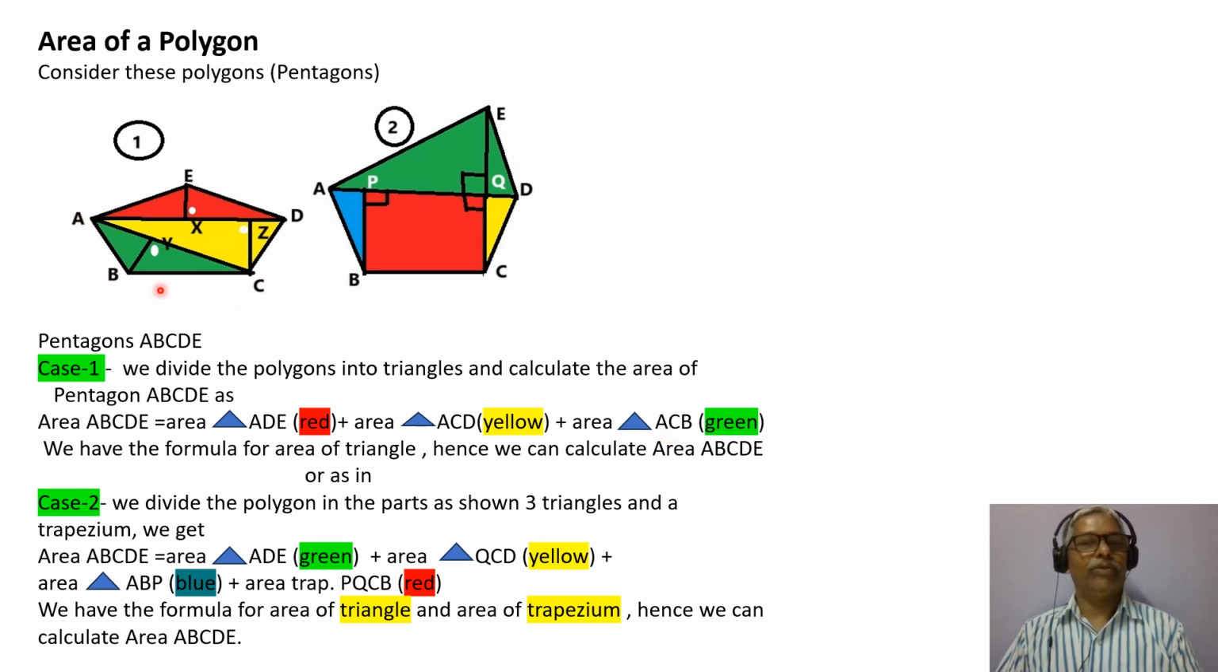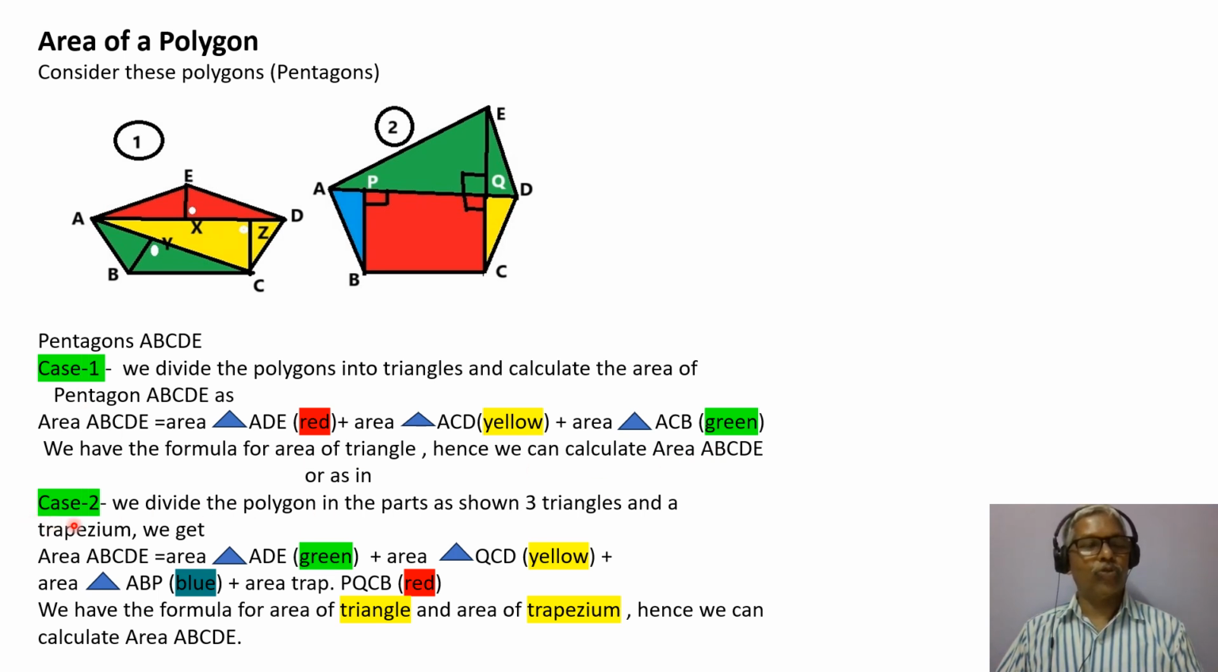Now we have the formula for area of a triangle. Hence we can calculate the area of ABCDE, or this polygon or pentagon, whatever it may be. So this is one way.